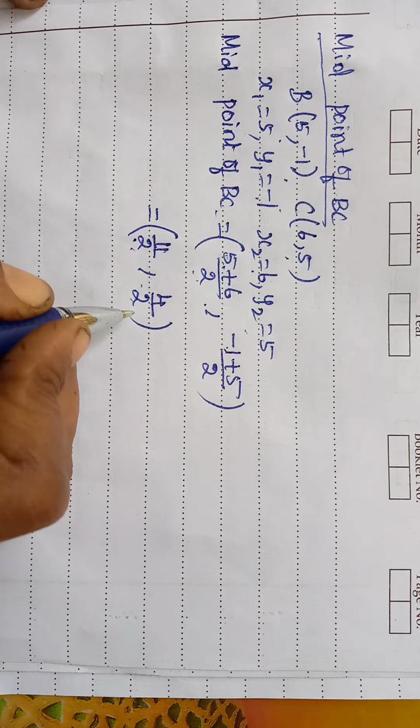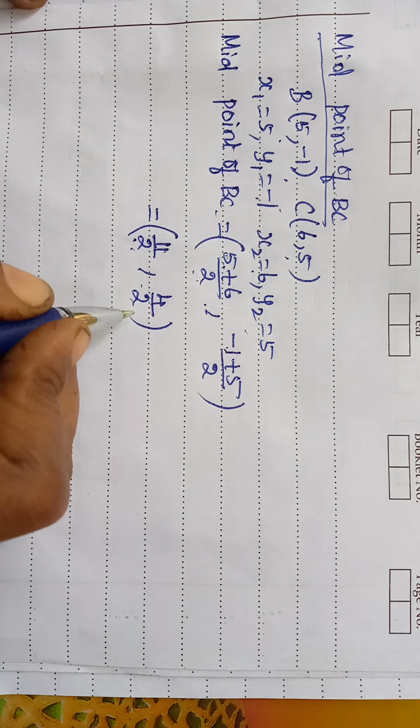Now all the vertices we have are P of 1 by 2 comma minus 3 by 2, Q of 11 by 2 comma 2, R of minus 1 by 2 comma 11 by 2, and S of minus 11 by 2 comma 2. So we have to show that PQRS is a parallelogram. How can we say?